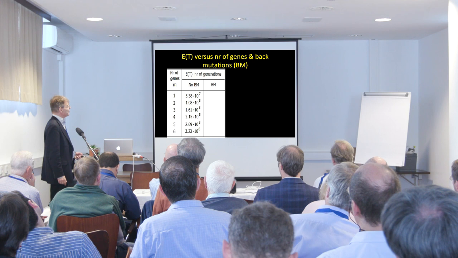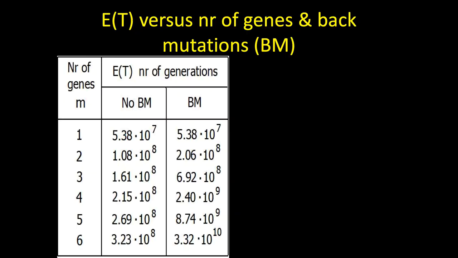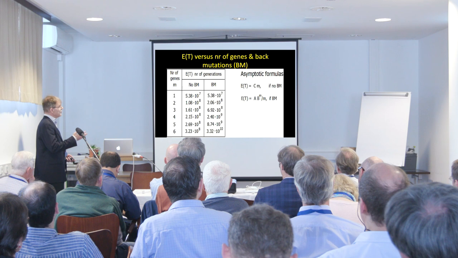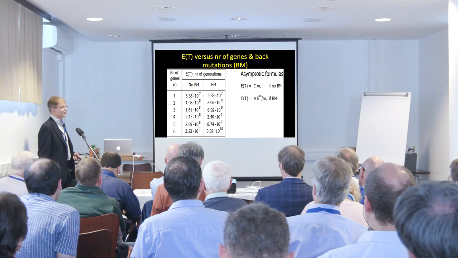If we allow for back mutation, it's another story. We start with the same number up here, but then it grows much more quickly. And here it's two orders of magnitude larger when we allow for back mutations compared with when we don't. And it's actually possible to prove that the waiting time grows linearly with the number of genes when we don't allow for back mutation, but it essentially grows exponentially with the number of genes when we allow for back mutation. So that matters a lot.